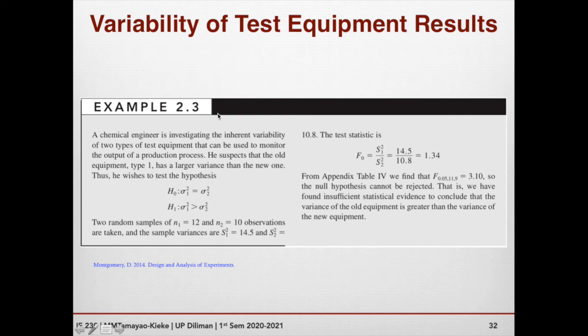Variability of test equipment results. A chemical engineer is investigating the inherent variability of two types of test equipment that can be used to monitor the output of a production process. He suspects that the old equipment, type 1, has a larger variance than the new one. Thus, he wishes to test the null hypothesis H naught, sigma 1 squared is equal to sigma 2 squared, against the alternative hypothesis sigma 1 squared is greater than sigma 2 squared.